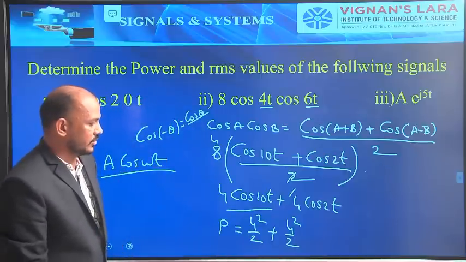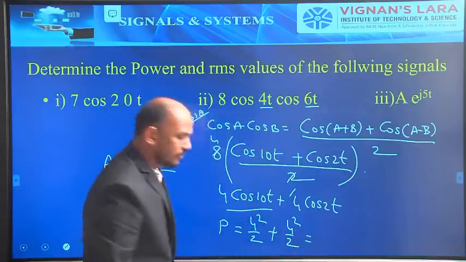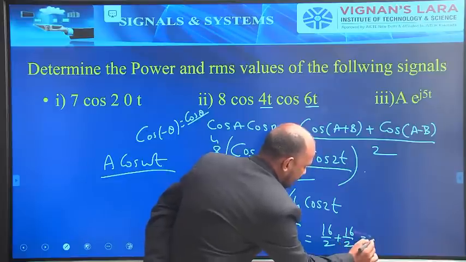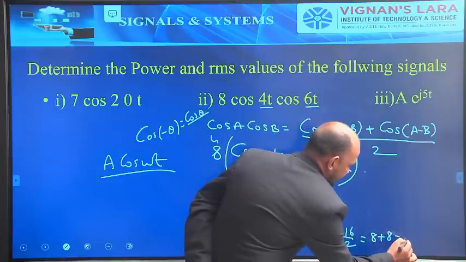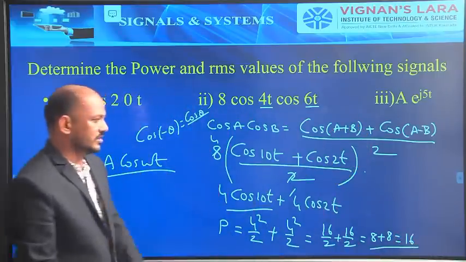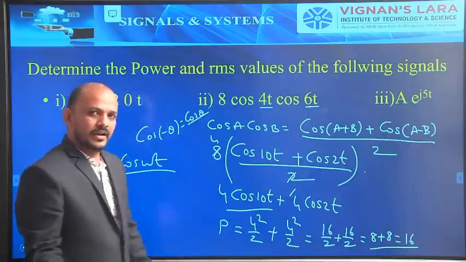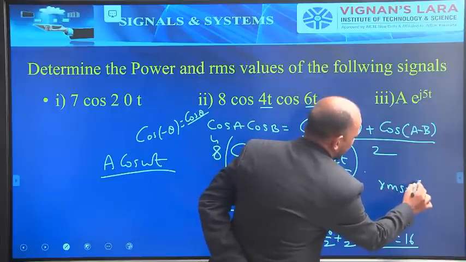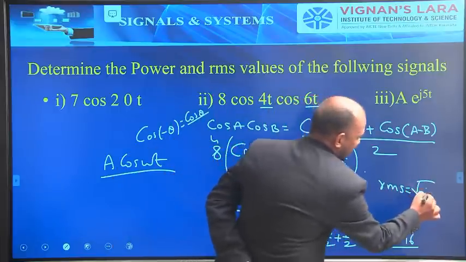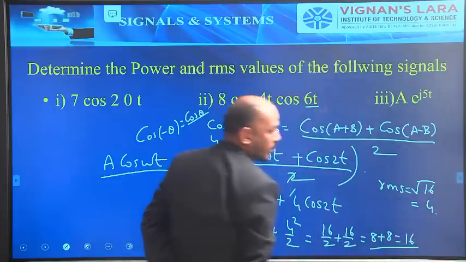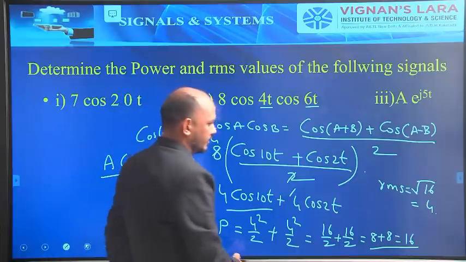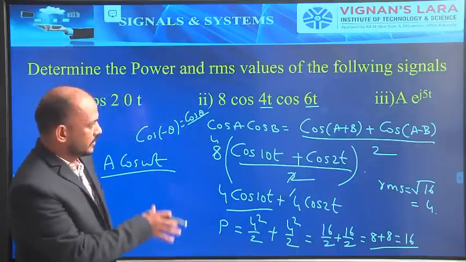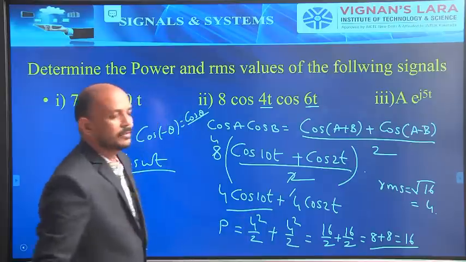So power equals 4 square by 2 plus 4 square by 2. That is 16 by 2 plus 16 by 2, 8 plus 8, equal to 16. That is the value of power for the given signal. I need the RMS value, which is simple. The RMS value is equal to the root of the power. Your power is 16, so root 16 equals 4. RMS value will be equal to 4 and the power will be equal to 16 watts. Clear? This is how to calculate power and RMS value of a signal.